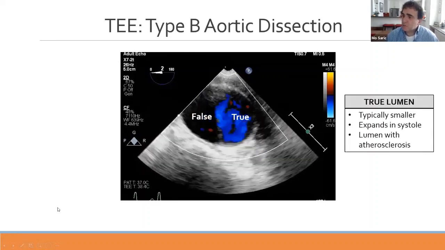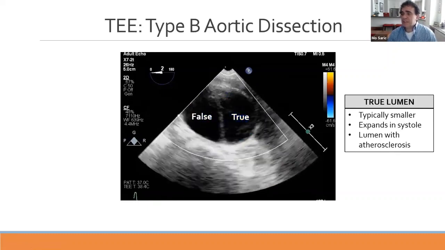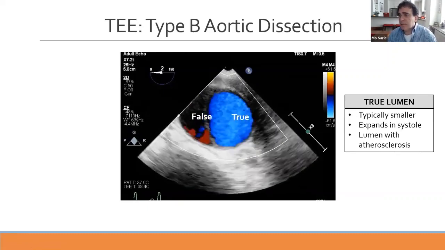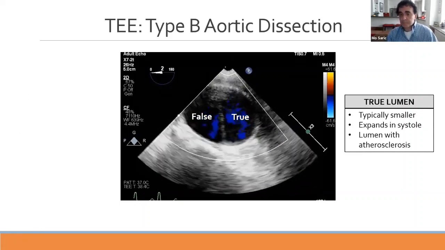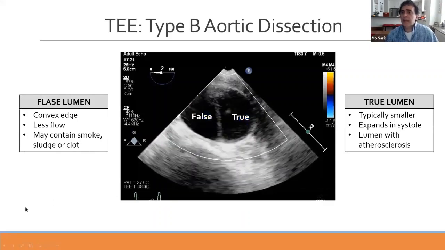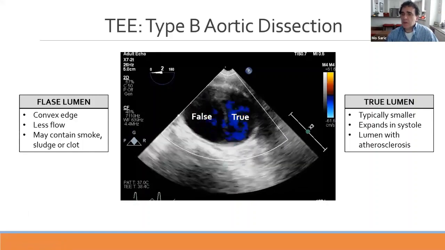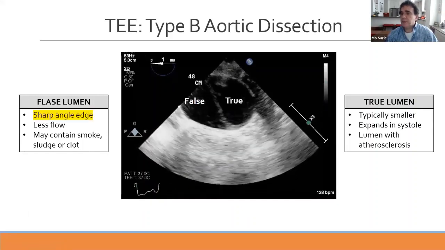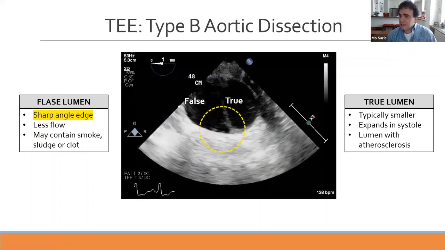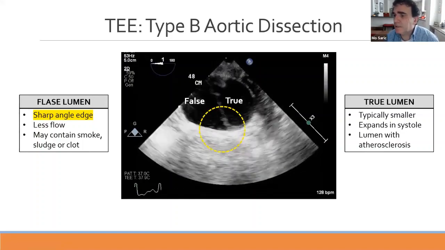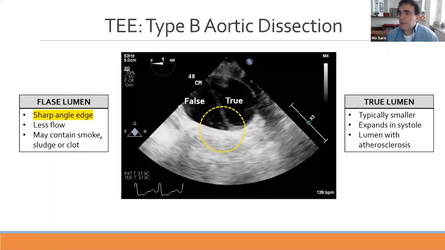How can we recognize the true lumen? True lumen is typically the smaller of the two lumina. It expands in systole, and it's the lumen that is lined with atherosclerosis should one be present. In contrast, the false lumen has a convex edge, has less flow, and may contain smoke, sludge, or clot. So this is what I mean by the sharp angle edge. You can see as the dissection erodes into the media, that creates this sharp angle toward the true lumen.